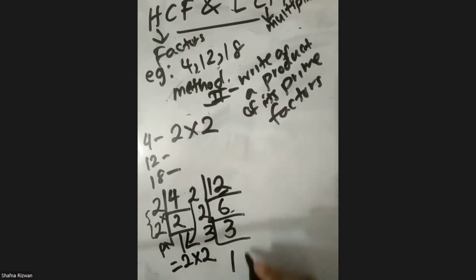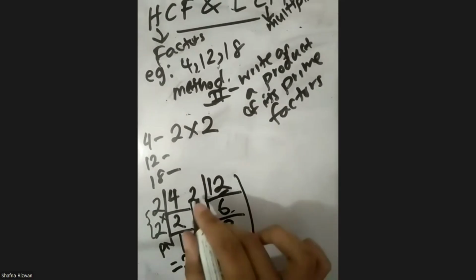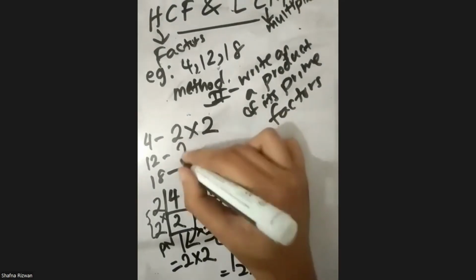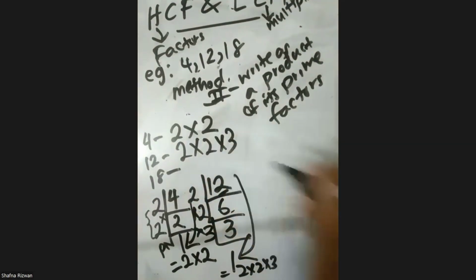So here, see here at the end we got 1, and here we have prime numbers. Write it as a product. Product means multiply: 2 into 2 into 3. So I'm going to write here 2 into 2 into 3.